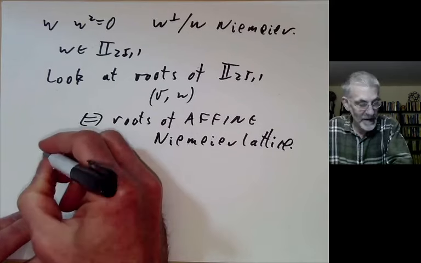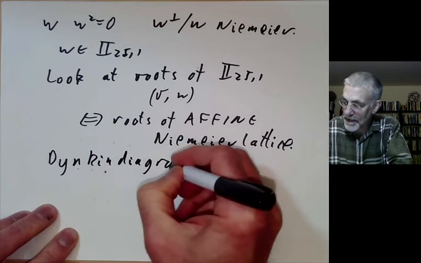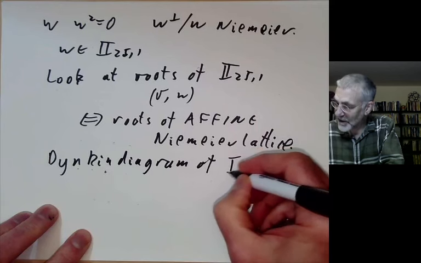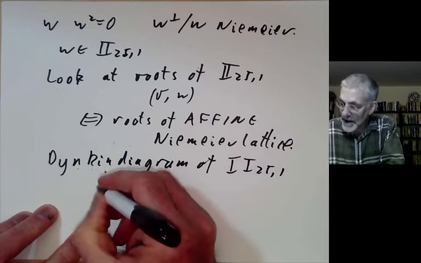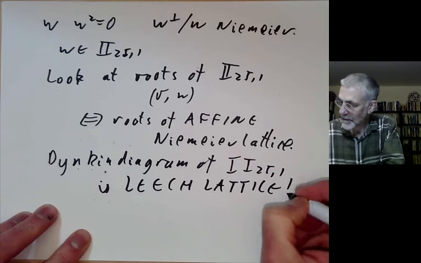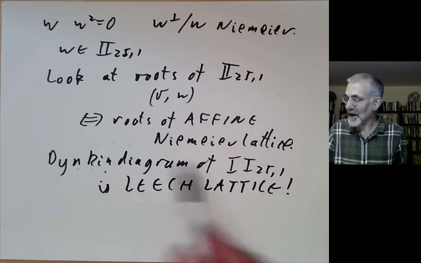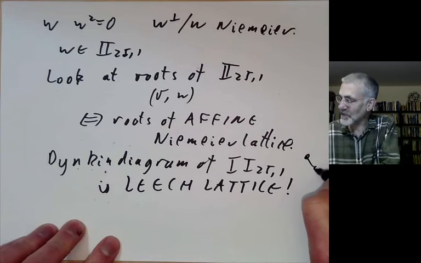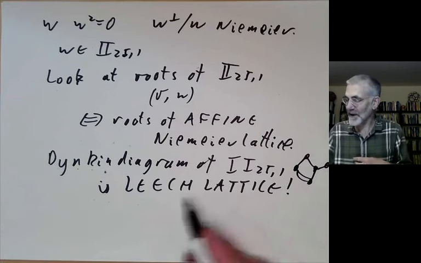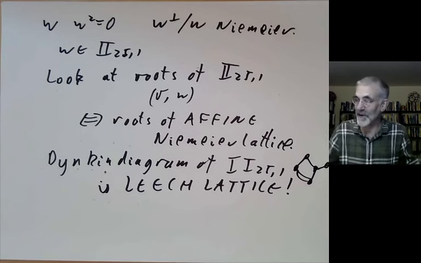And Conway discovered that the Dynkin diagram of II25,1 is the Leech lattice. And this doesn't even seem to make sense, because the Dynkin diagram of this lattice is going to be some sort of graph with various distances between points, and the Leech lattice is a set of points in Euclidean space. So how on earth do you mean by saying they're the same?